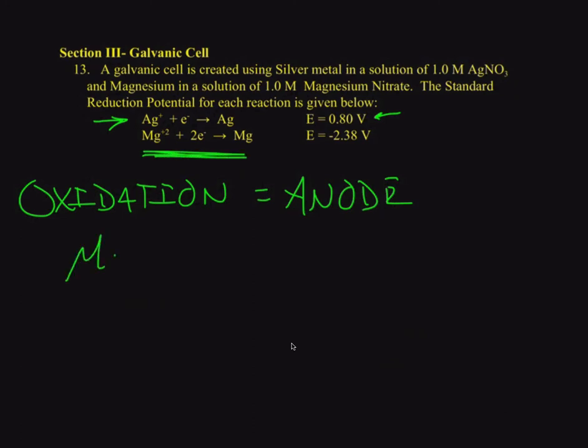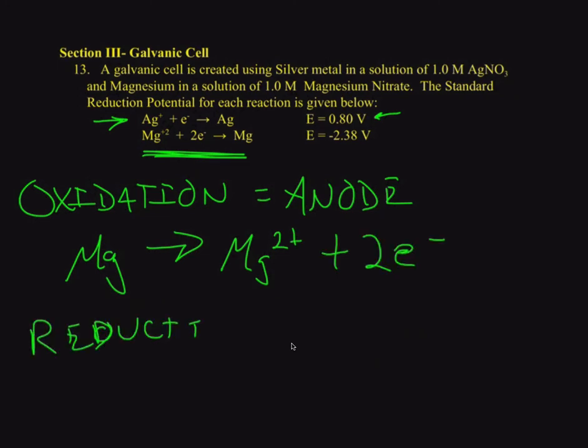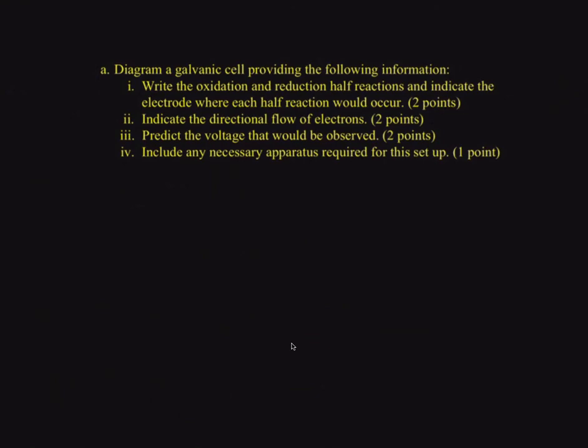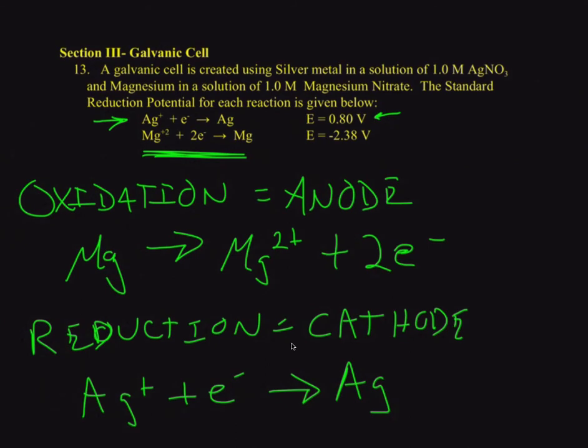So we have magnesium solid from the magnesium anode, giving up 2 electrons to form the magnesium ion. And then at the other side, the reduction, which is the cathode, is where the silver is gaining electrons to become silver metal, pure silver. So there are the oxidation and reduction halves and where they're going to take place. Oxidation takes place at the anode, that's the magnesium reaction. Reduction takes place at the cathode, that is the silver reaction.